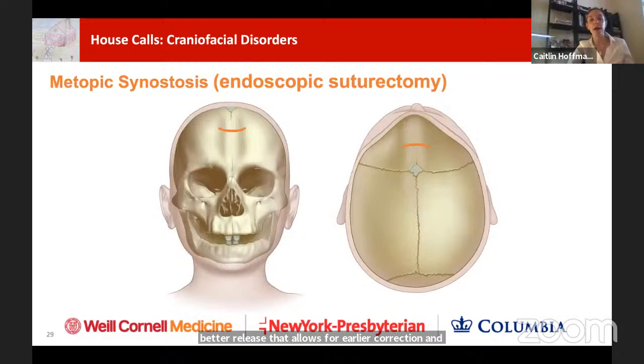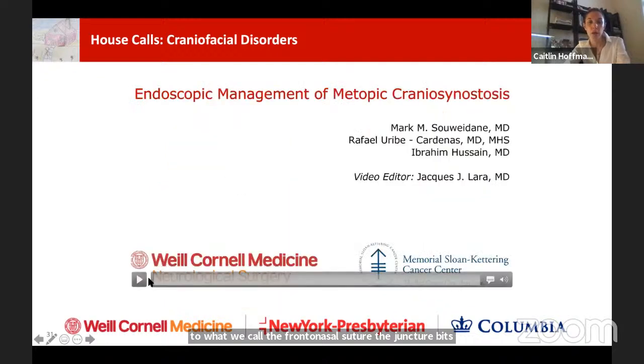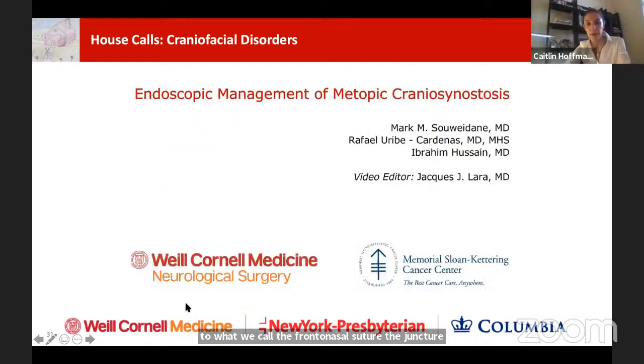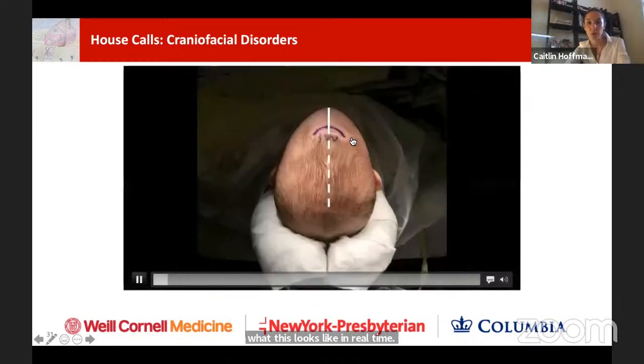So just briefly, schematically looking at what these surgeries look like in treating metopic synostosis. We place a single incision just behind the hairline so that it's cosmetically never seen. We then use that access point to remove that abnormal strip of bone from the normal anterior fontanelle down to what we call the frontonasal suture, or the juncture between the frontal and the nasal bones. In terms of what this looks like in real time, there's an incision placed just behind the hairline.